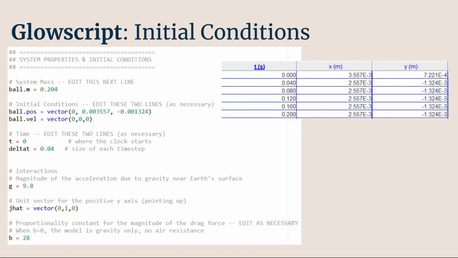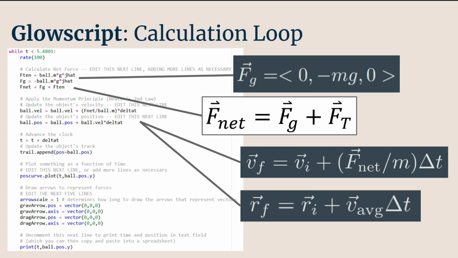As for the proportionality constant for the magnitude of the drag force, the constant b is determined later on by guessing and checking what value best matches with the experimental model. In our first calculation loop, we're predicting the motion of the bottom end of the Slinky before the top end has touched it. This is when the total forces acting upon the bottom end of the Slinky are the tension force and the force of gravity.